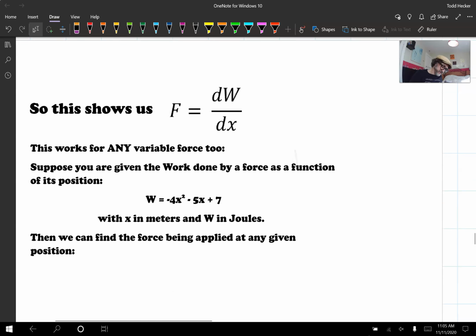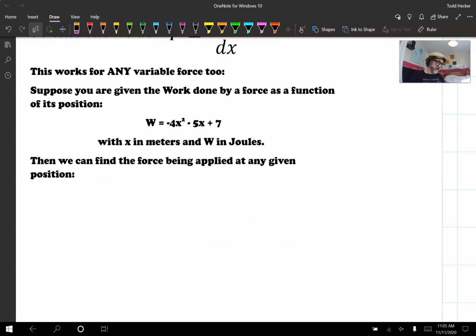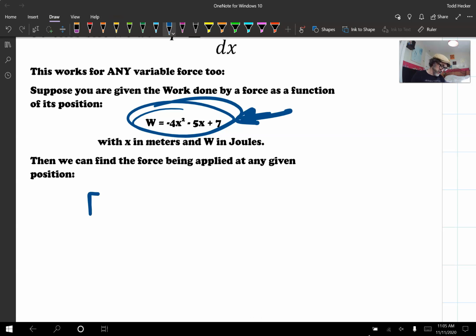All right. So this works for any kind of variable force. All right. So if I give you some variable force and I tell you that the work that it does is this, then I can find the force at any given spot, right? So here I've figured out that the work as a function of my position is this equation. So my force is just the derivative of that with respect to position. That's super important. This is dx, okay?